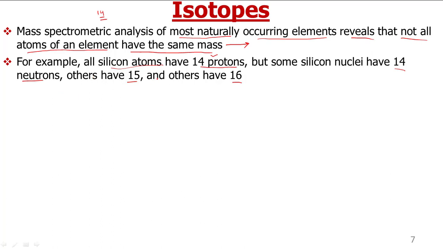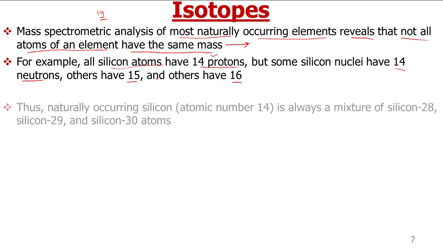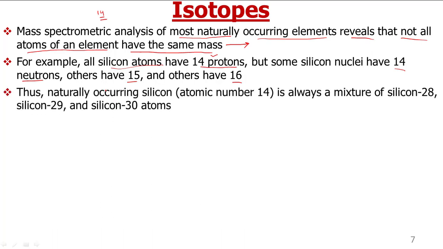For some atoms it is 14, for some atoms it is 15, and for some atoms it is 16. So we can say that naturally occurring silicon with atomic number 14 is a mixture of silicon-28. So 28 is the mass number: 14 plus 14, 28. Second is silicon-29, which is 14 plus 15, and next is silicon-30.